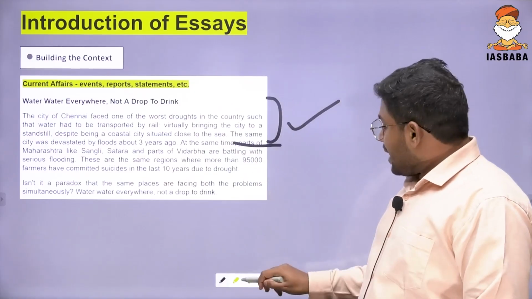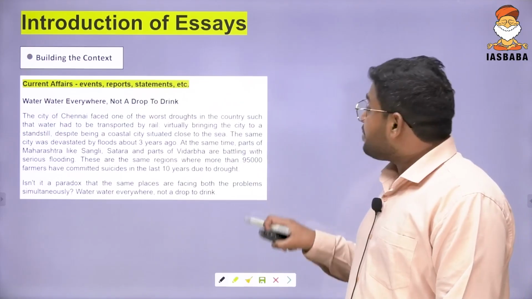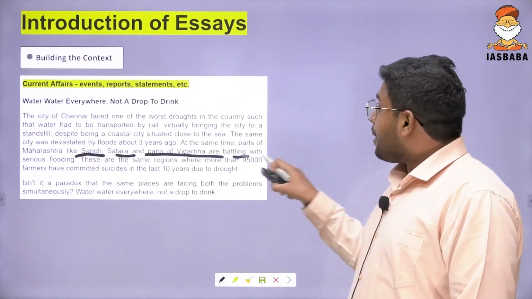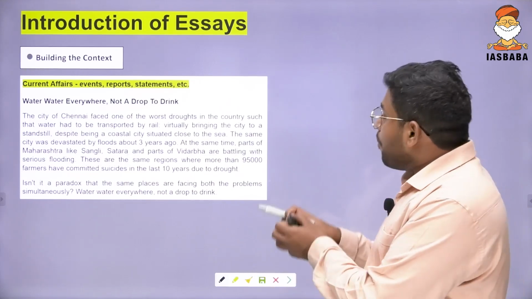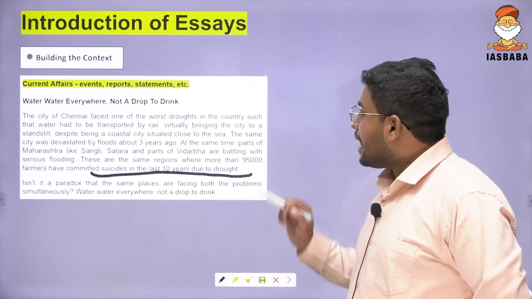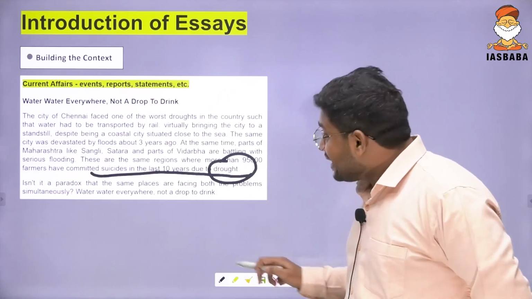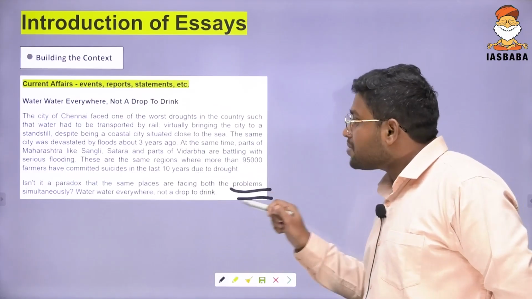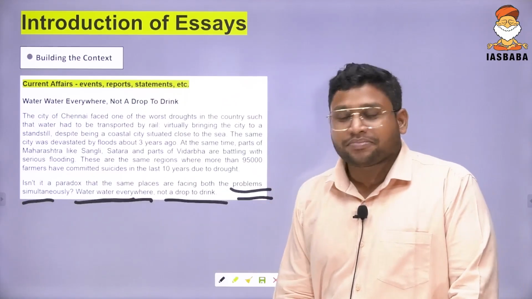Now, the same city was devastated by floods about 3 years ago. At the same time, parts of Maharashtra like Sangli, Satara, parts of Vidarbha are battling with serious flooding. These are the same regions where more than 95,000 farmers have committed suicides in the last 10 years due to drought. Isn't it a paradox that the same places are facing both the problems simultaneously? Water, water everywhere, not a drop to drink.